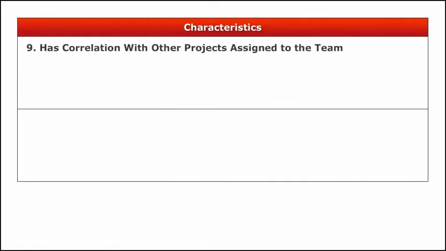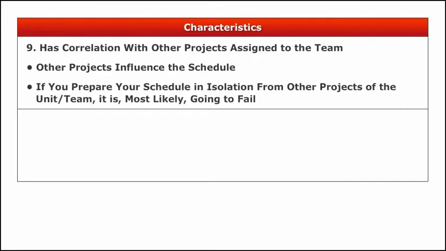9. It has correlation with other projects assigned to the team. The single biggest influence on the schedule of your project is the workload from other projects that are currently in your unit or team. If you prepare your schedule in isolation from other projects of the unit or team, it is most likely going to fail.